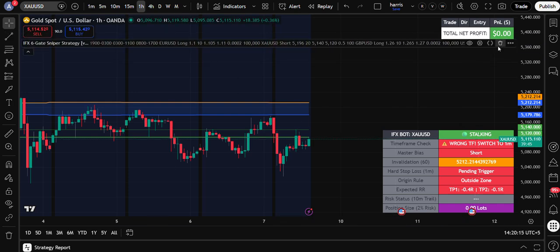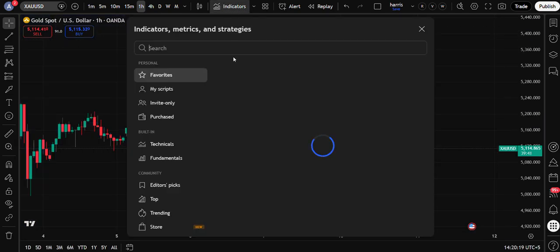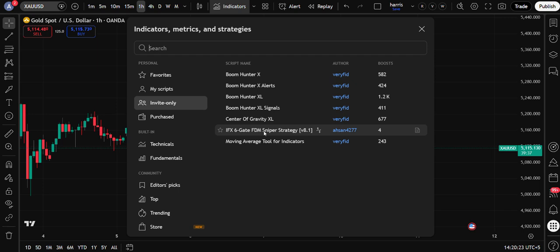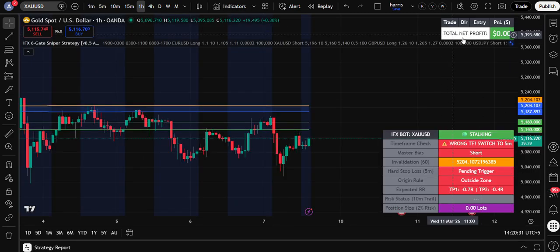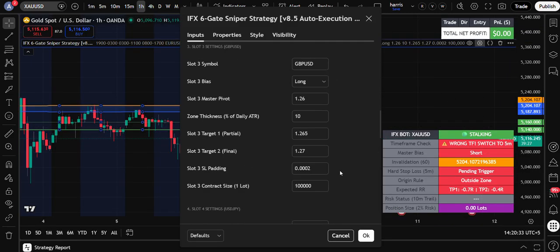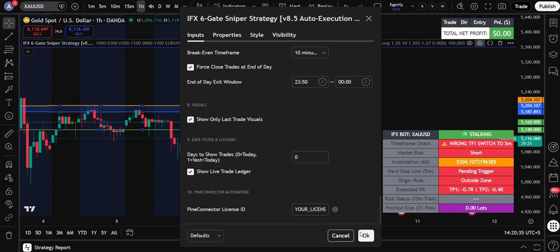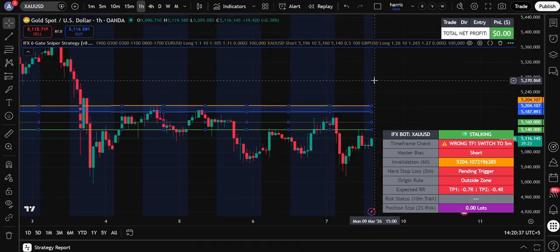Okay guys, so let's delete this and start from zero. I'm going to go to the indicators, invite only. I'm going to use the IFX FDM Sniper, the latest version, and put it on my chart. Let me just confirm, because I updated it right now. Yes, it is the latest version.